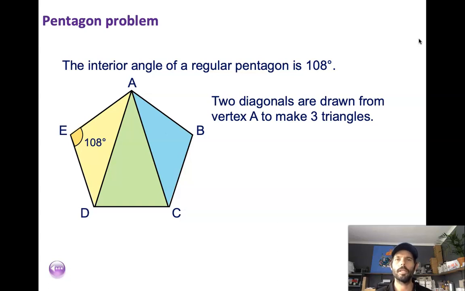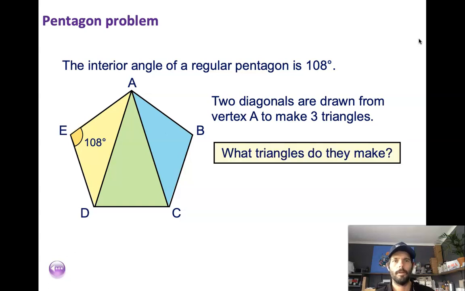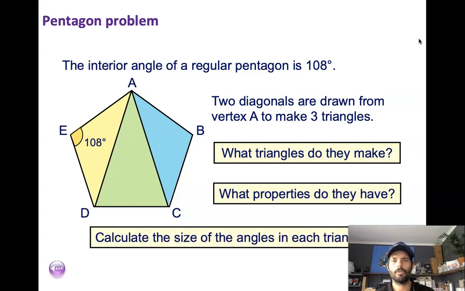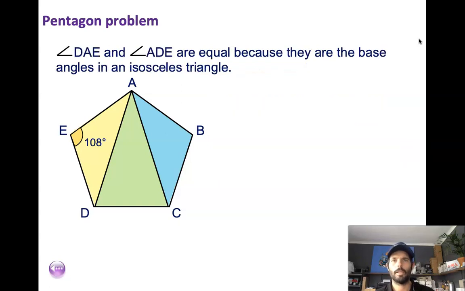Okay, you can also see now that the pentagon has been divided up into 3 triangles. All right. We know that one of the properties of a triangle is that angles in a triangle add up to 180.